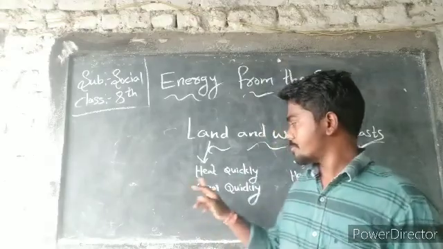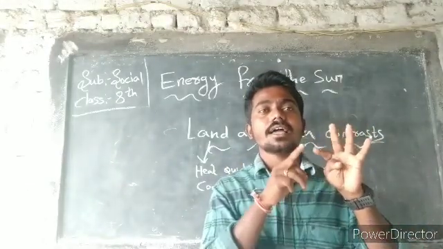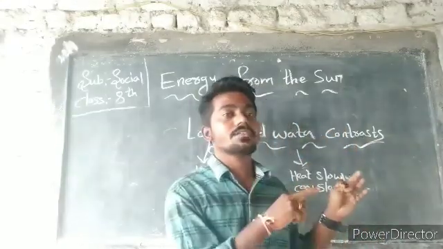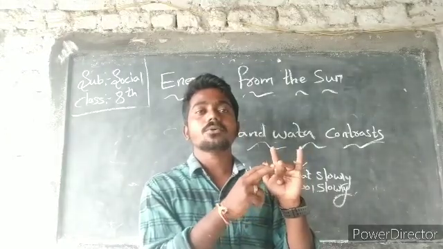You have to know this quickly. Land means you have to identify that the land will heat fast and it cools fast. Again, if you take the water part, it will heat slowly and it will cool slowly.